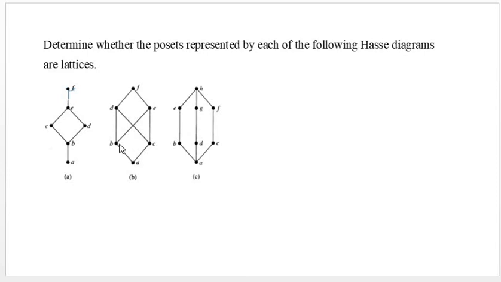So here, consider B and C. The upper bounds of B and C here are D, E and F, but D and E are not comparable, so there does not exist any least upper bound. So the least upper bound of B and C does not exist, hence it is not a lattice.